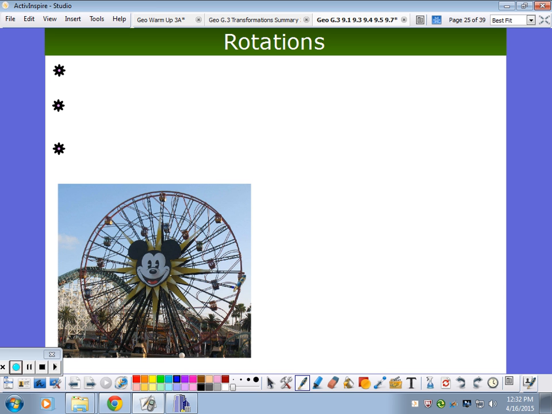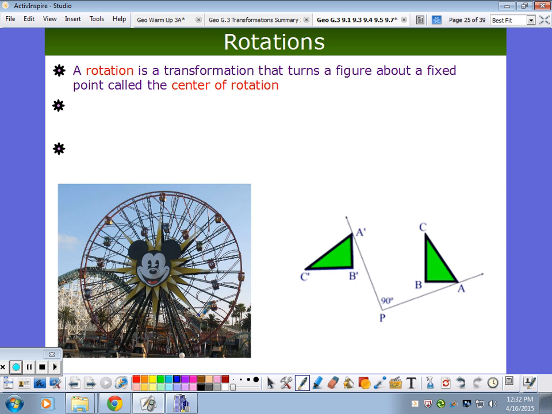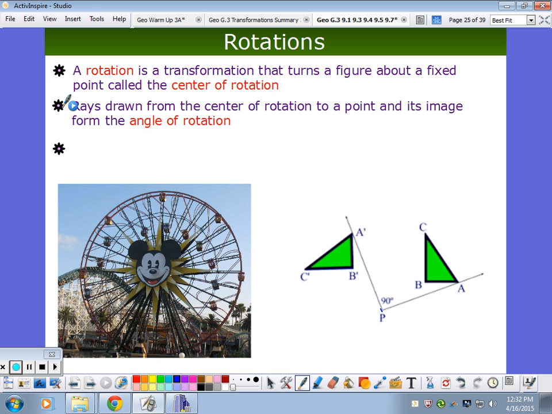Rotations are, I got my Mickey's Fun Wheel from California Adventure here, so rotating around in California there. So a rotation, you're transforming the figure by rotating it around a fixed point. That's my center of rotation right here. And if you were to look at one point, so here's A, and I draw it to the center of rotation. If I find the matching point in the image and draw that to the center point, that would be the angle of rotation. That's how I'm figuring out that this is a 90-degree rotation. And they are isometries as well. This will be congruent to that.